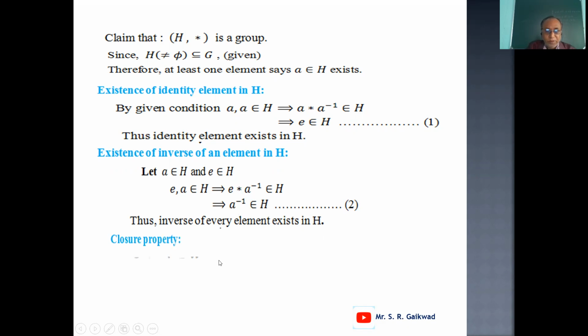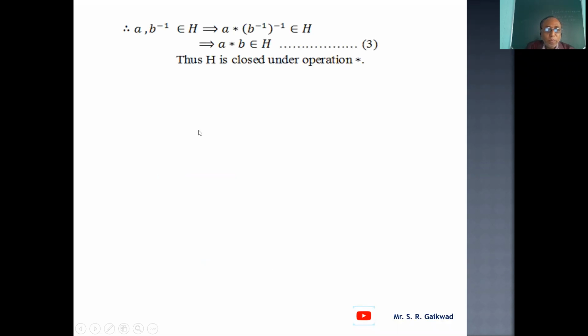Then the closure property. We can take a, b, two elements of H. Here the inverse exists: a belongs to H implies a inverse belongs to H, and b belongs to H implies b inverse also belongs to H. Therefore a and b inverse, both elements, belong to H. Then by the given condition, the first element star the inverse of the second element also belongs to H. It means a star (b inverse) inverse belongs to H. But (b inverse) inverse is the same as b. It means a star b belongs to H. Therefore, the closure property is satisfied. It means star is closed with respect to the binary operation.